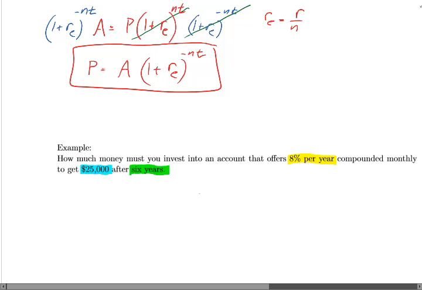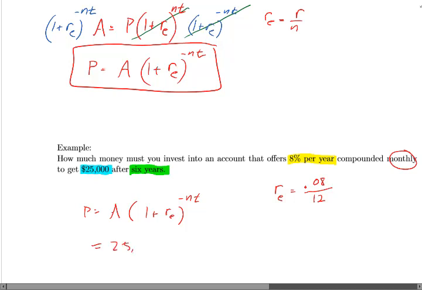First, we've got to figure out what RE is. And RE equals 0.08 with a compound period of 12, right? Because it's done monthly. So let's write our equation here. P equals the amount that we want to have times 1 plus RE to the negative NT power.